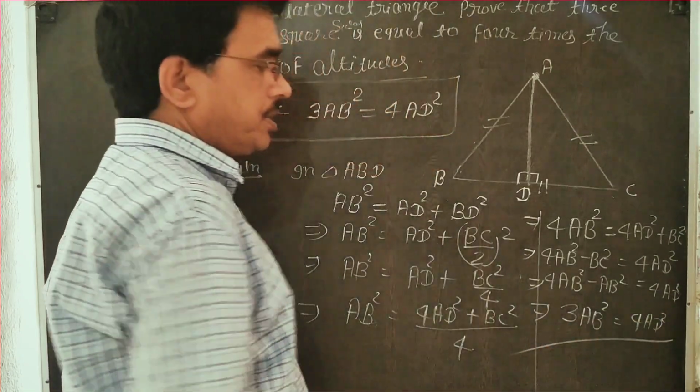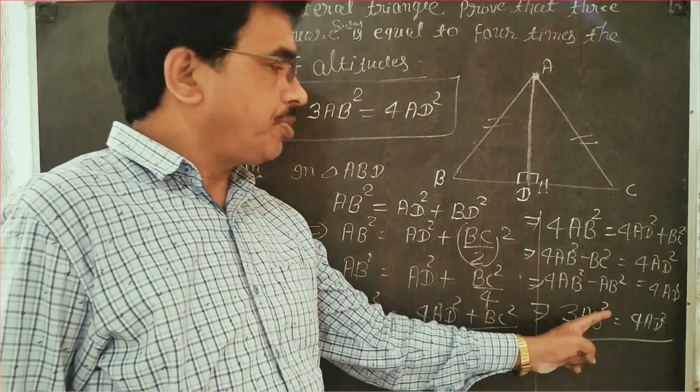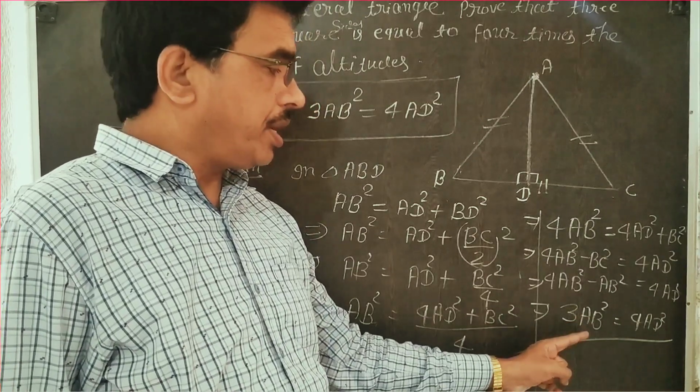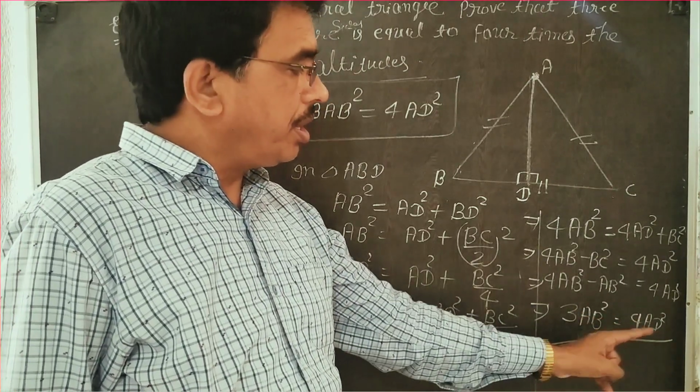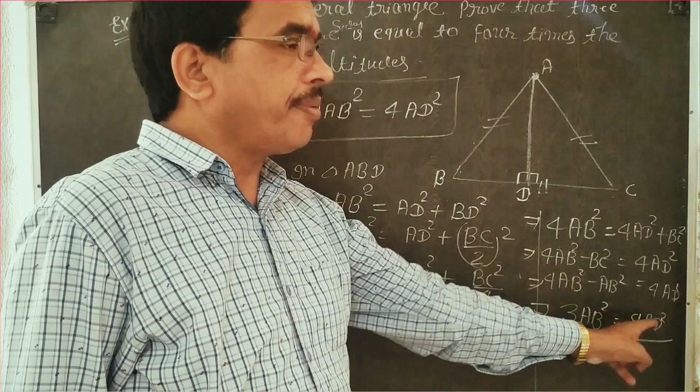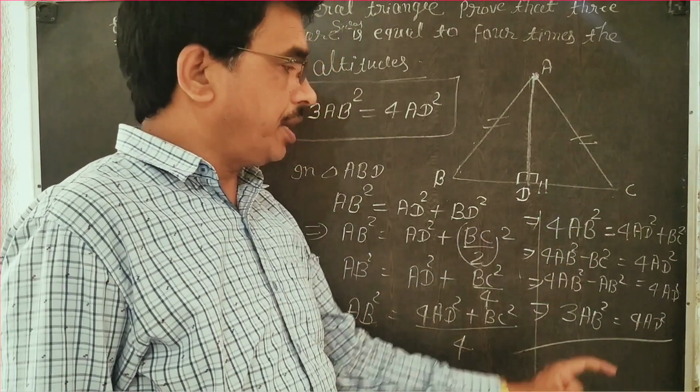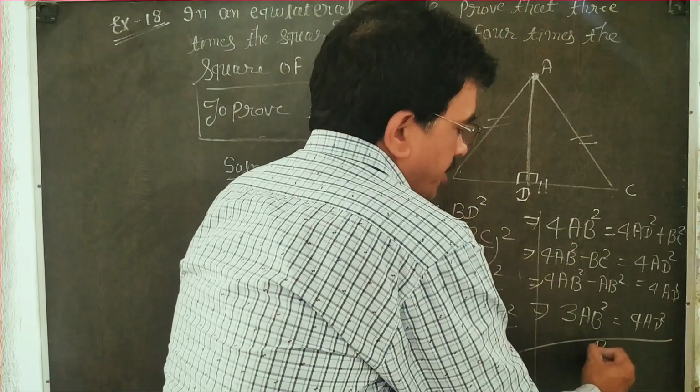Your question is: 3 times the square of the sides of an equilateral triangle is equal to 4 times the square of the altitudes of the equilateral triangle. So it is your solution, that is proved.